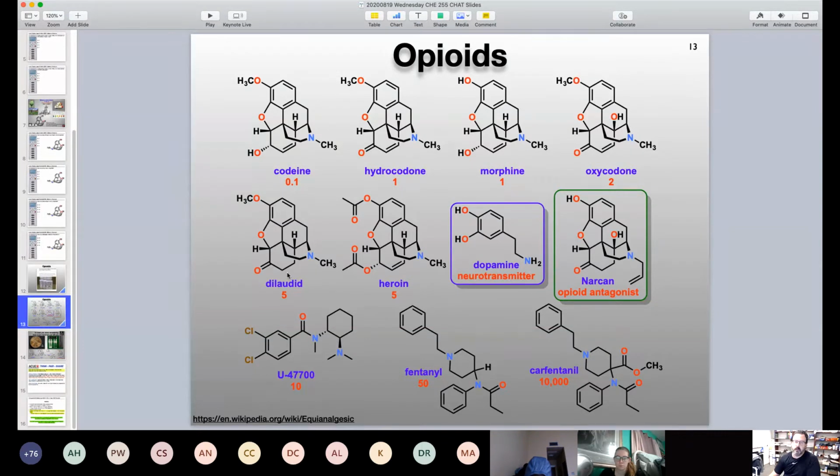So Dilaudid, and then everyone's heard of heroin. Heroin's a little bit more common. So what is heroin? Look at this number 5. It's 5 times as potent as morphine. The major difference is if you look at this OH group here and this one here, we've now put a different functional group on. So heroin is essentially the morphine skeleton with these 2 functional groups.